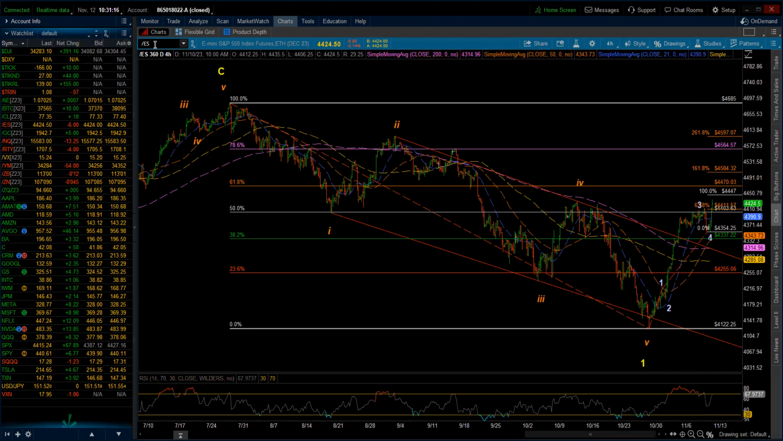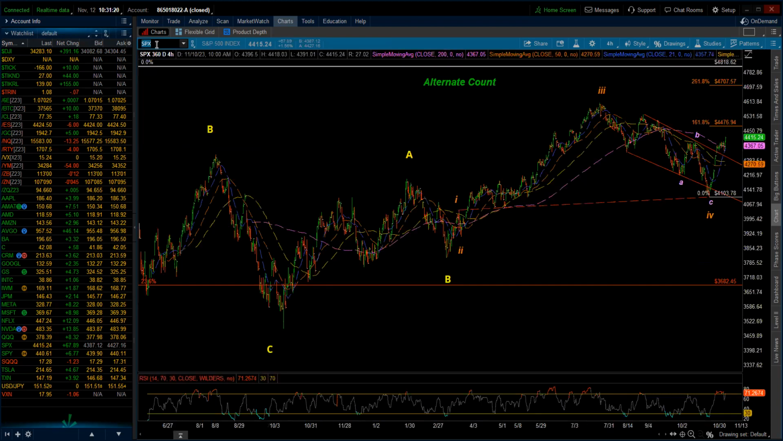All right, I'm going to go over now and show the SPX. This is where I have my alternate count. The alternate count that I'm using is one that has actually been presented previously. I don't particularly like it, so I had to recount this primary B.